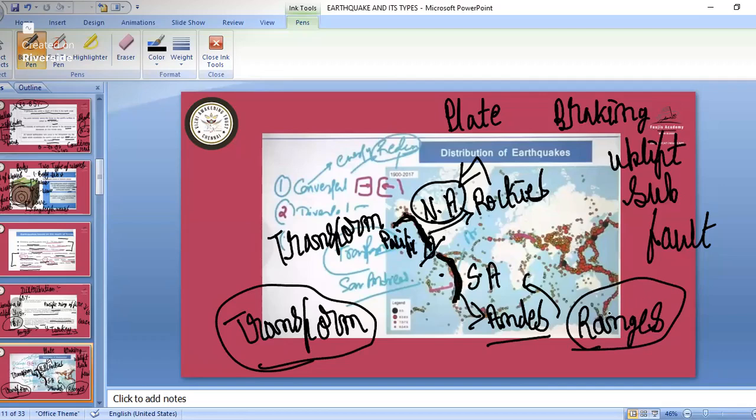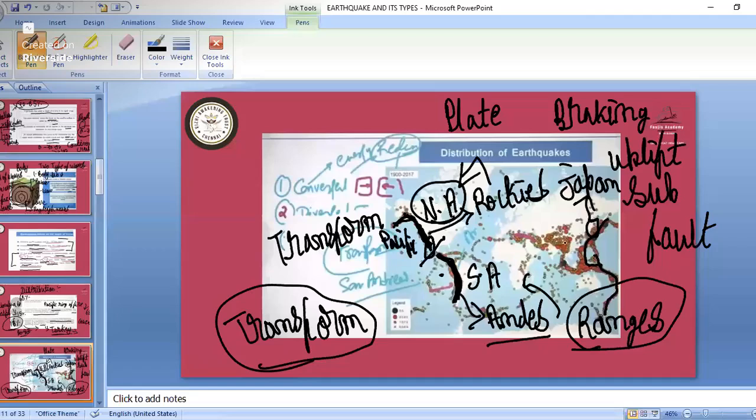Okay, then similarly, if you see from here in this particular part, in the Pacific Ocean area, here we have the Japan area. So here we are feeling these earthquakes due to the movement between the plates, either let it be the plate margin, let it be the convergent, divergent, or the transform. So because of that, we have the earthquakes.